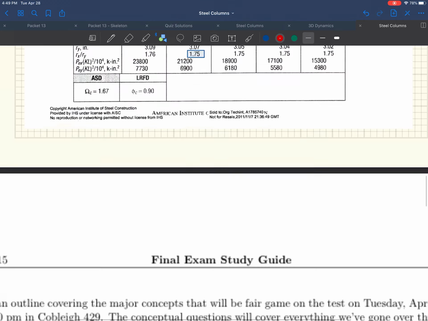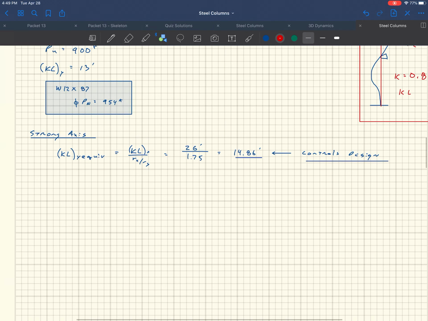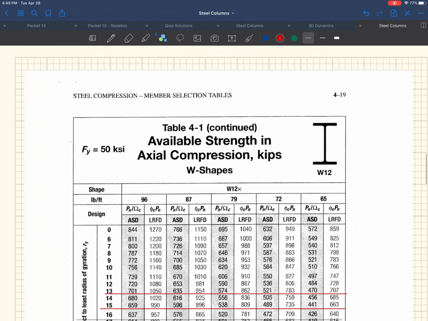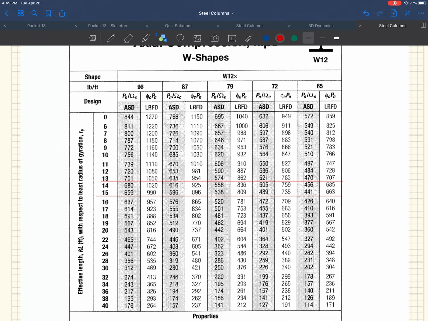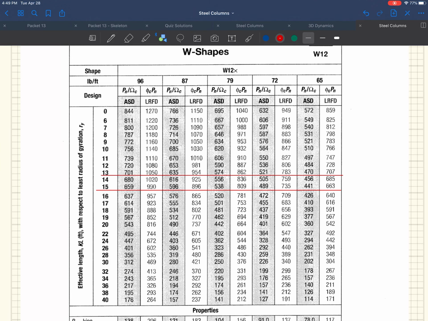Okay, is that right? We'll go over that final exam study guide later. 14.86 feet. Yep, so close to 15. And so then we look up 900 kips. We're looking for 900 kips. And what we selected before was a W12 by 87. Right? And that's that guy right there.